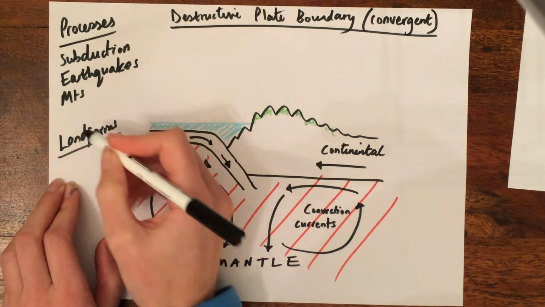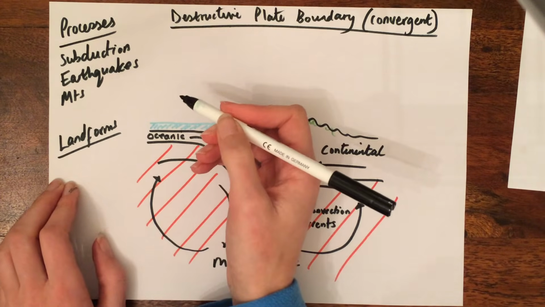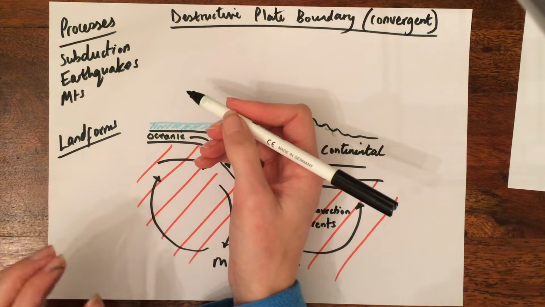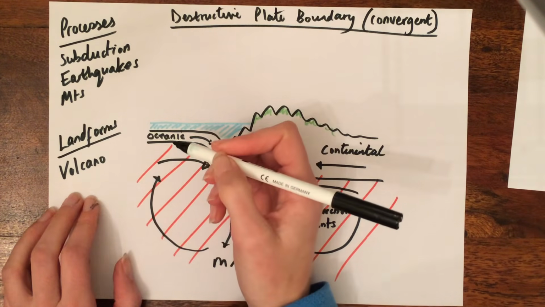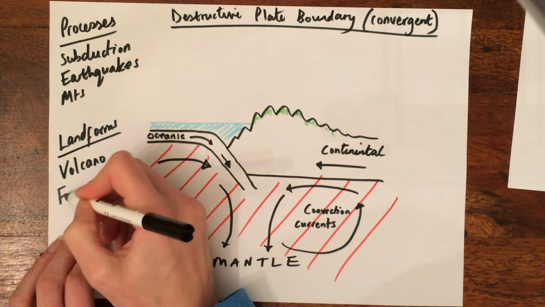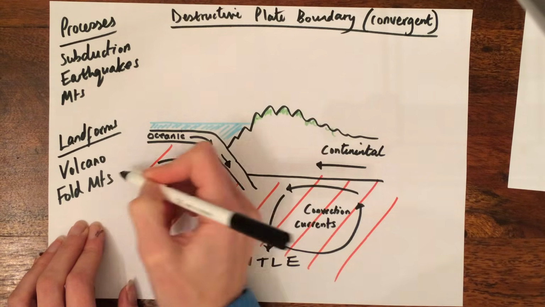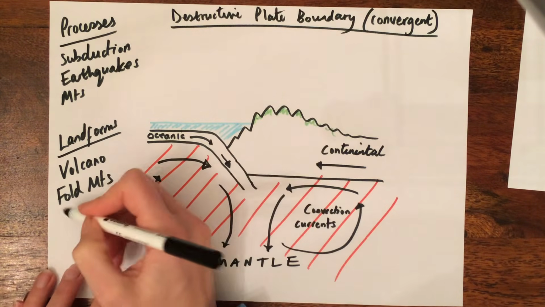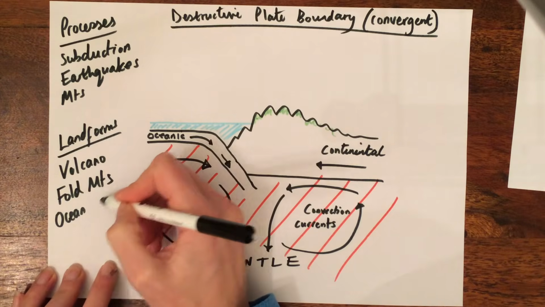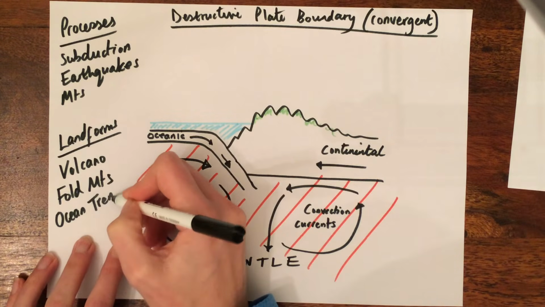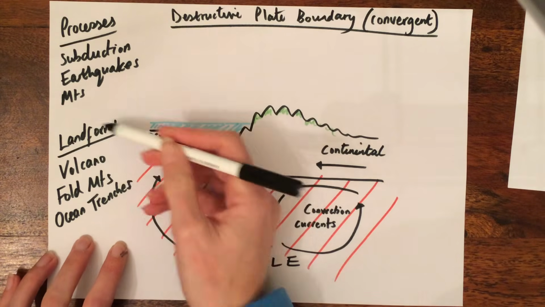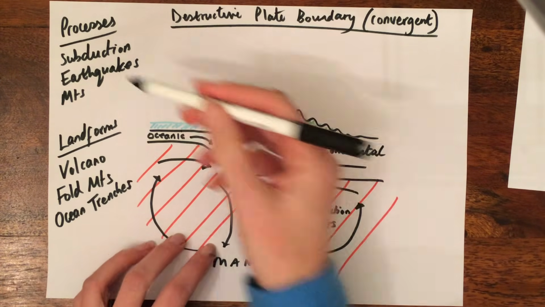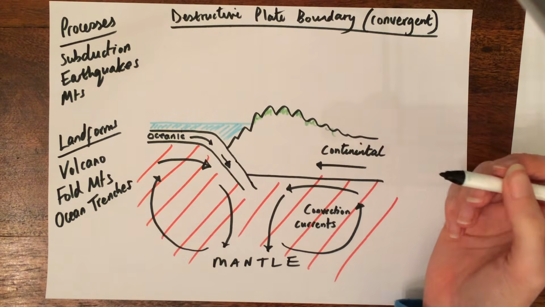Landforms are things that you can see. They have been created on the land. They are significant features. So a volcano is a landform. Fold mountains, they are landforms. You can see them. And the other thing is oceanic or ocean trenches. Again, they're physical things that we can see, and that's what makes up landforms. Processes are things that are happening.